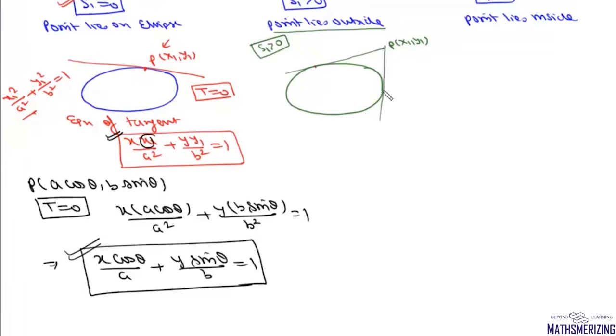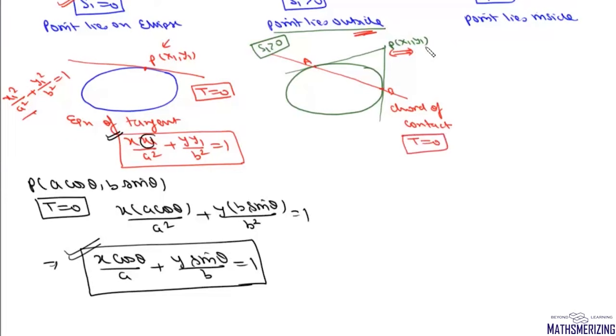Now these 2 points A and B, they are points of contact. Any line joining these points of contact is called the chord of contact. So this line AB is actually the chord of contact. Now if the point P lies outside the ellipse, then in that case, the equation of chord of contact is given by T equals 0.